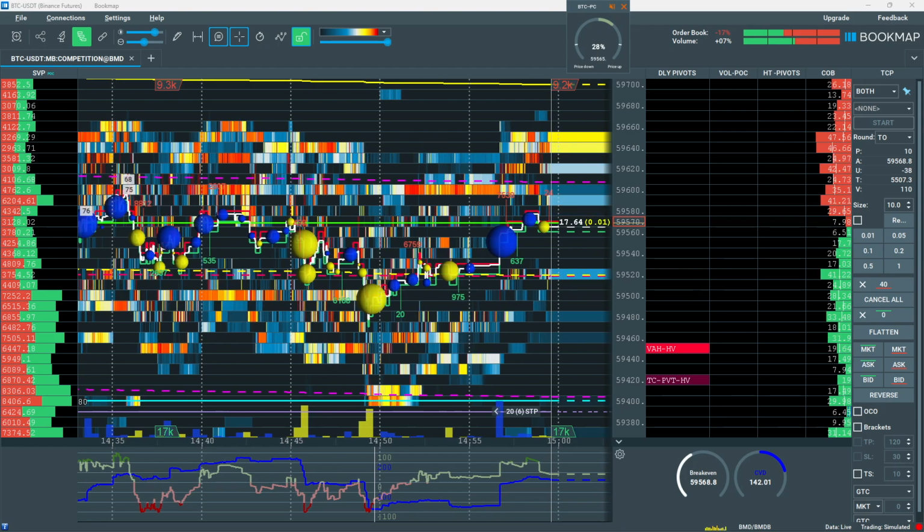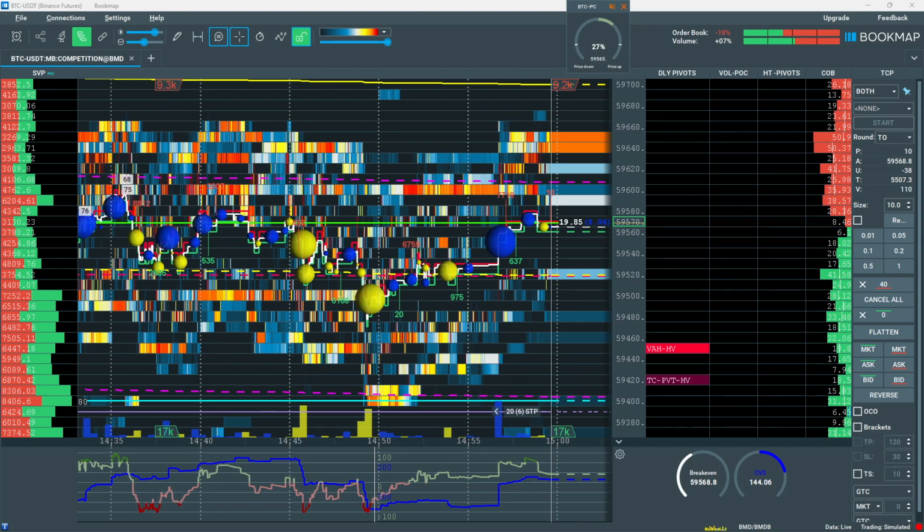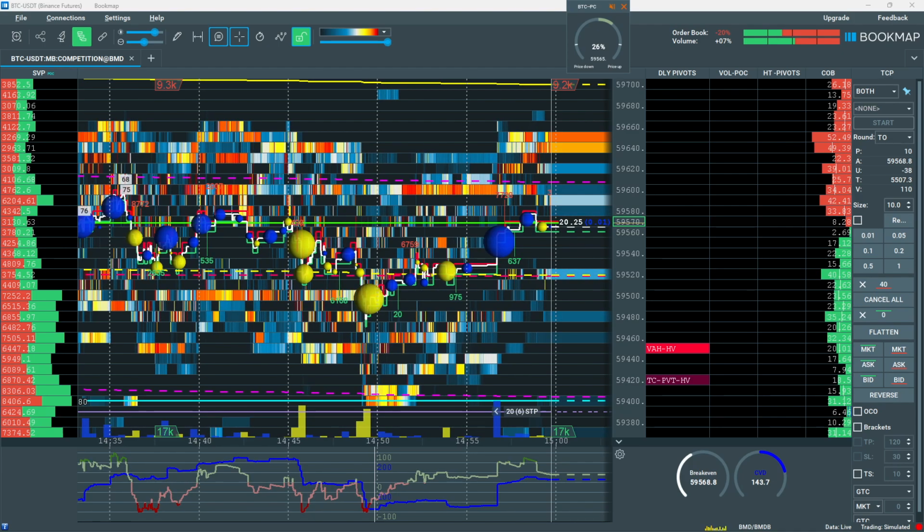And this would be the second bowling green. The last one was an overnight bowling green reversal. So we basically came back to test this level again.